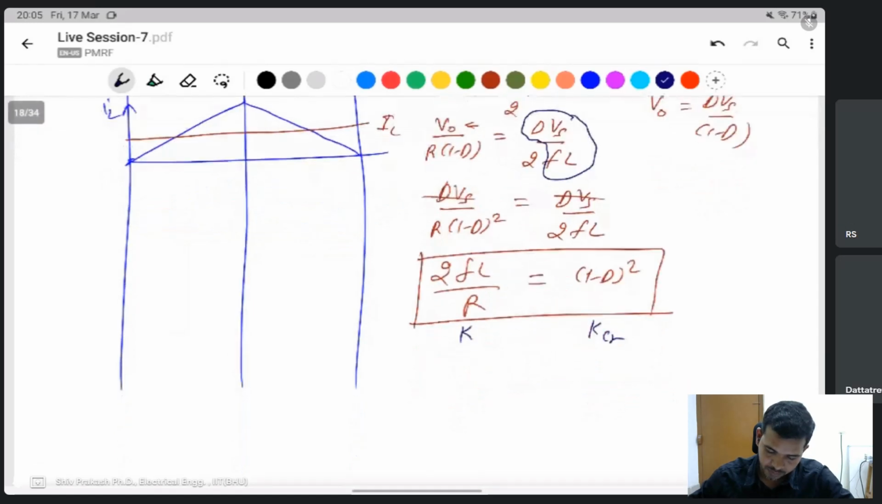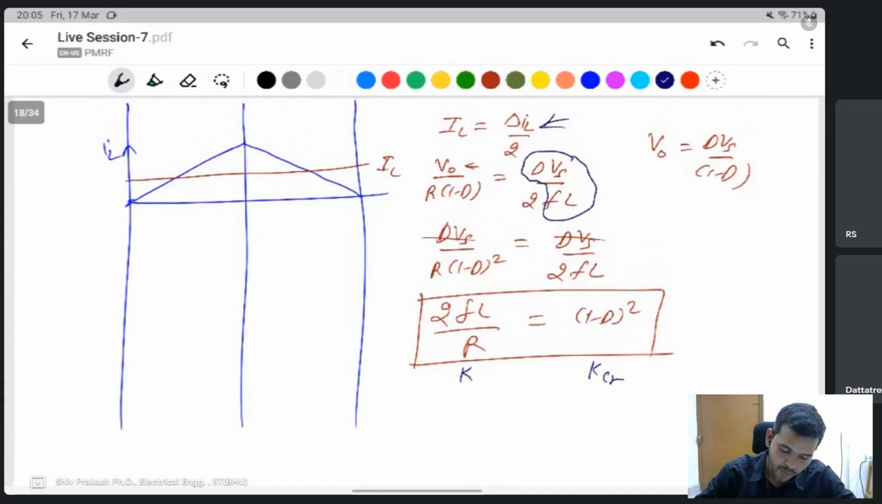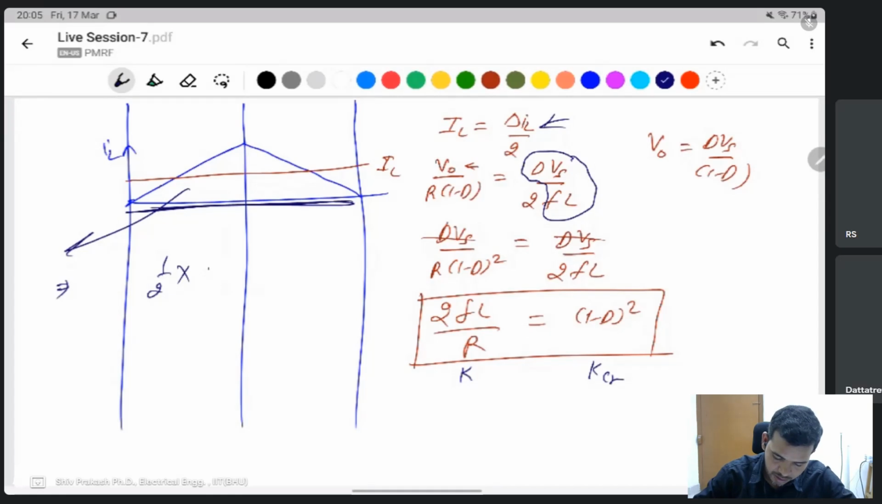So 2fL by R is equal to (1 minus D) square. You want to calculate the average in the boundary condition. You know the area of a triangle: half into base, where the base is the total time period T, into height, where height is delta IL, divided by the total time period T. That is the average. If we cancel this out, delta IL by 2 is the IL.